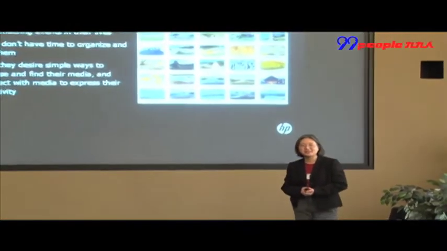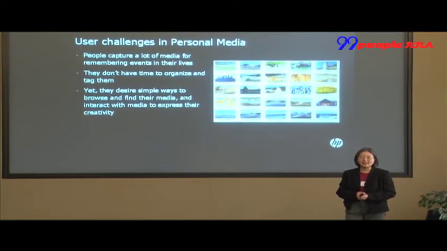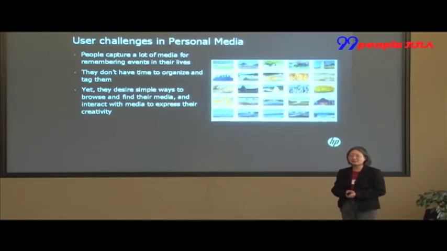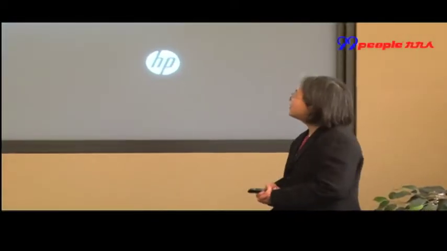People use Facebook to do a lot of sharing with friends and family. If you think about it, every few months Facebook is adding more photos than the whole photo collection on Flickr. So what are the user challenges in personal media? People capture a lot of this media. People do a lot of sharing of this media. However, they really don't have a lot of time to organize and tag them. And so what are the ways to really understand what's in the personal media so that some of the more manual tasks, such as tagging, can be done automatically?